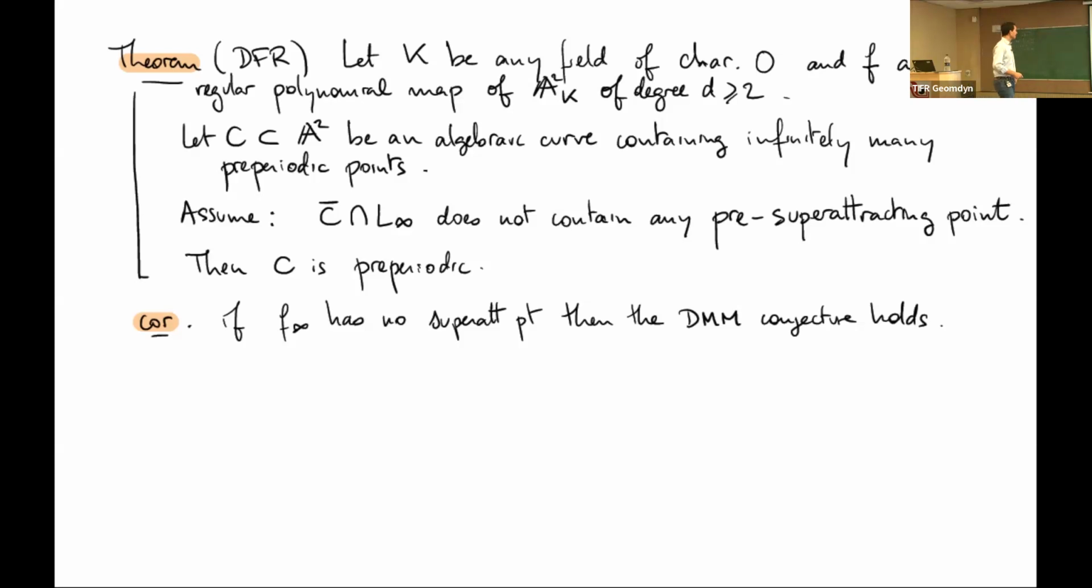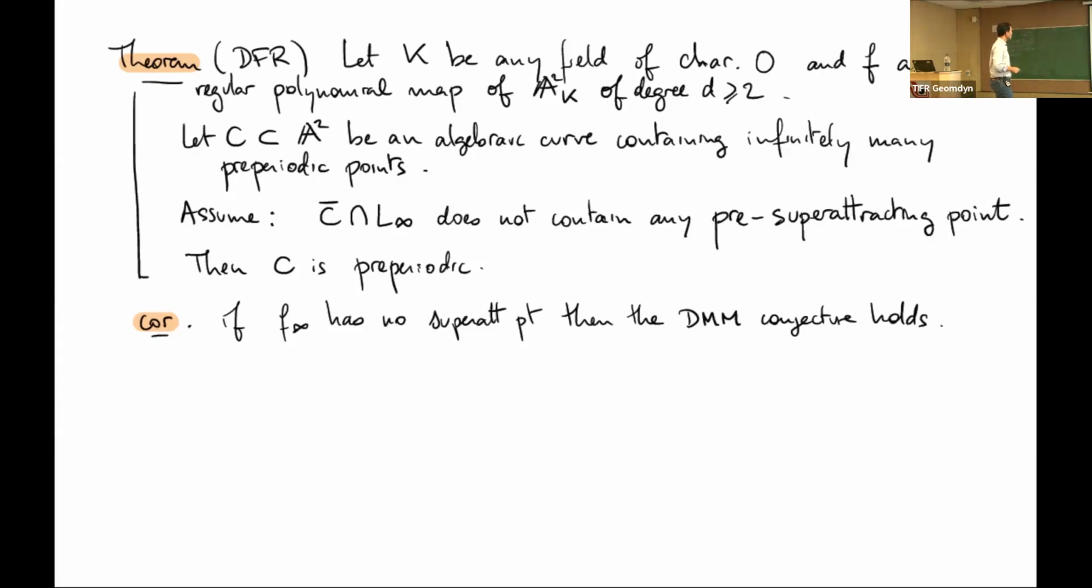So we would like to conclude that it's preperiodic, but unfortunately we have an assumption. We need to make an assumption here. And the assumption is about the points of the curve which are located at infinity. So we have an algebraic curve in the plane, so it has finitely many points at infinity. And we make this additional assumption that none of these points will eventually fall on a super attracting periodic point. Okay, so it's a kind of strange assumption, but that's an assumption. Then if this does not happen, then it's preperiodic. So in particular, if there is no super attracting point at all at infinity, then it's preperiodic.